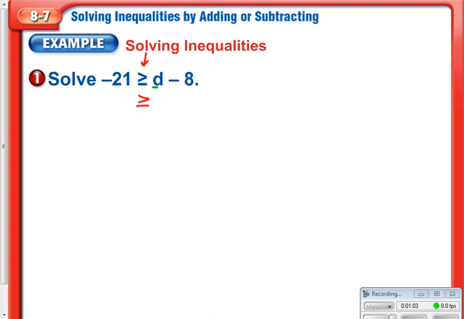Right now, here's the side with that variable, and we have d minus 8. In order to get d alone, we need to add 8 to both sides. And notice how I did it to both sides. That's why you bring that inequality sign down, showing that there are two separate sides. So add 8 to both sides, we get negative 13 is greater than or equal to d.